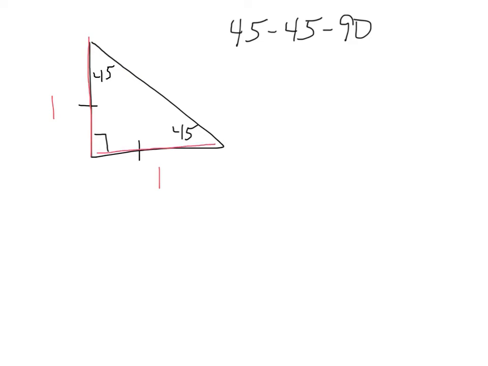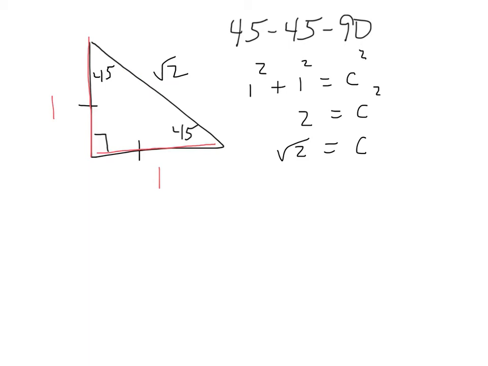And then again, Pythagoras says if a squared plus b squared equals the hypotenuse squared, 1 plus 1 is 2. And so therefore I can tell you that the hypotenuse is going to be equal to the square root of 2. And so that's the ratio of the three sides of this special triangle, 1 to 1 to radical 2.